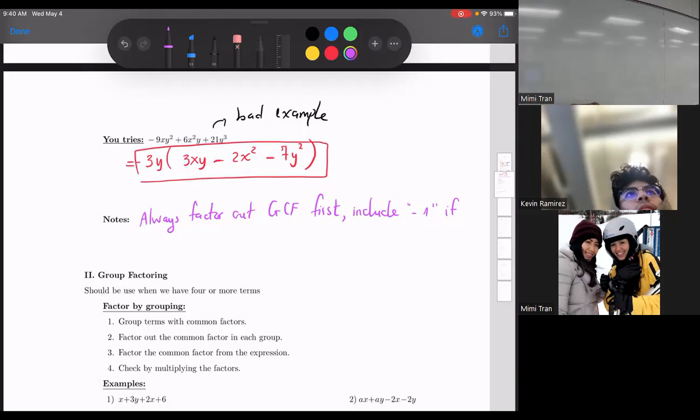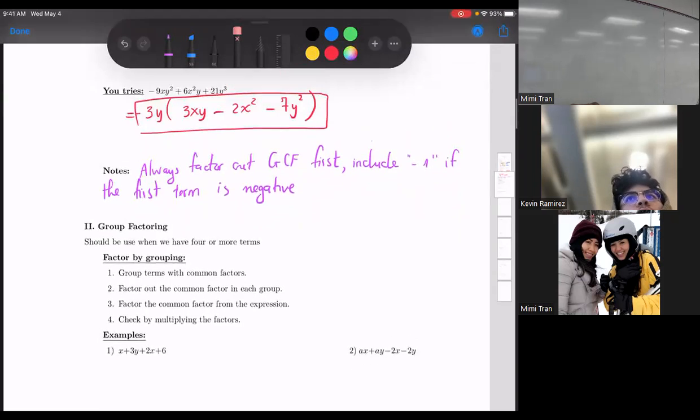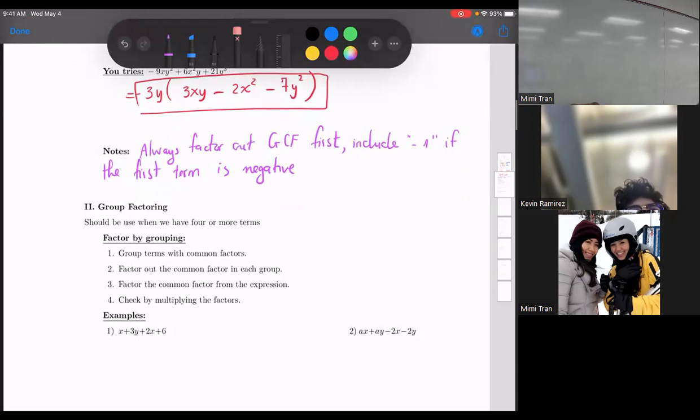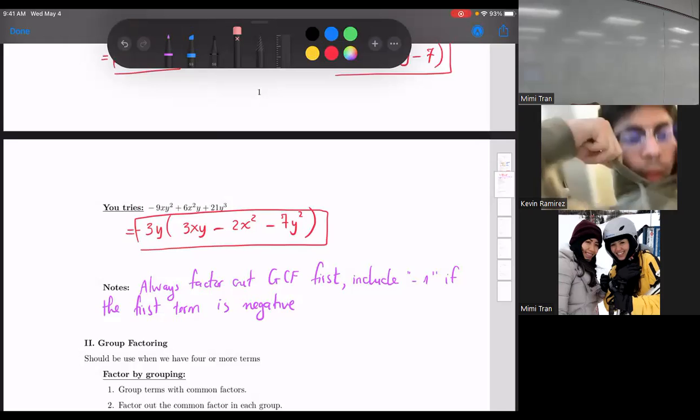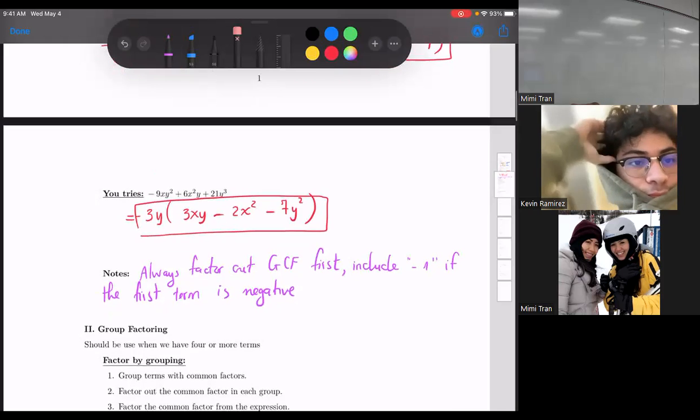I'll rewrite this. All right, if the first term is negative, what I said. I guess it's not a bad example. I'm gonna erase it. I would like another example, but I think I'm gonna change it next semester. Does anyone have a question about this? So far so good. Pretty straightforward.